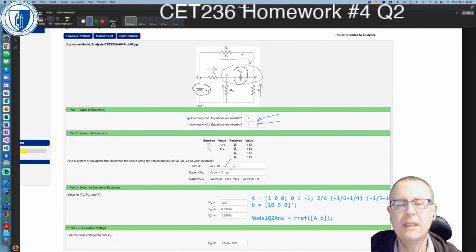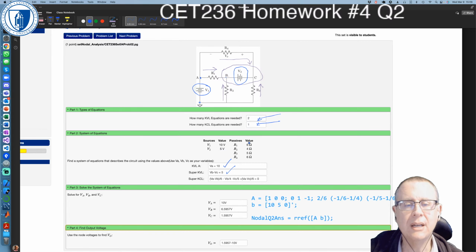Then all the currents flowing in should sum to 0, into the supernode should sum to 0. So VA minus VB on R1 is 6 ohms. Then it's 0 minus VB on R2 is 4 ohms. Then it's 0 minus VC on R3, which is 5 ohms. And then it's VA minus VC on 6, where R4 is 6 ohms.